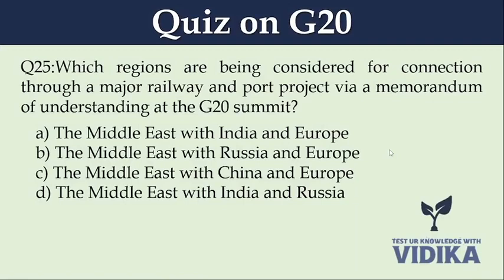Which regions are being considered for connection through a major railway and port project via a memorandum of understanding at the G20 summit? Option A, the Middle East with India and Europe. Option B, the Middle East with Russia and Europe. Option C, the Middle East with China and Europe. Option D, the Middle East with India and Russia.